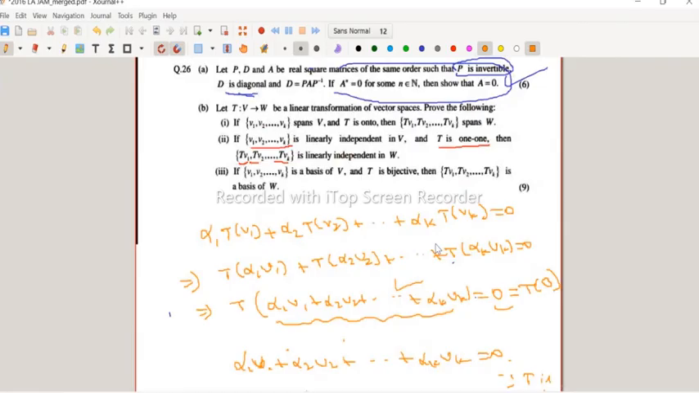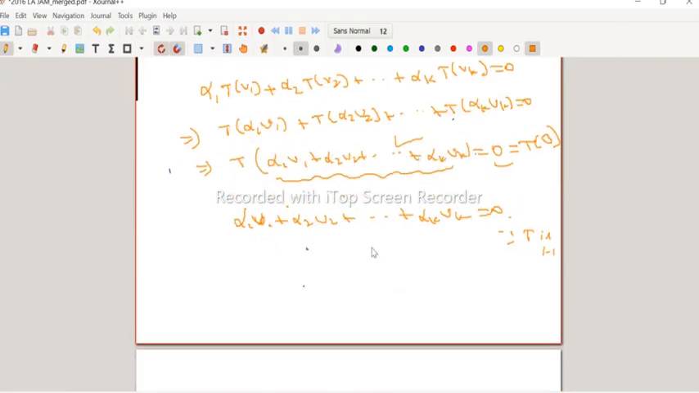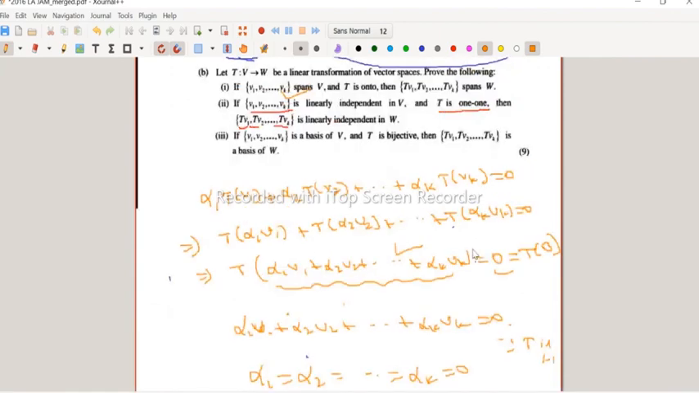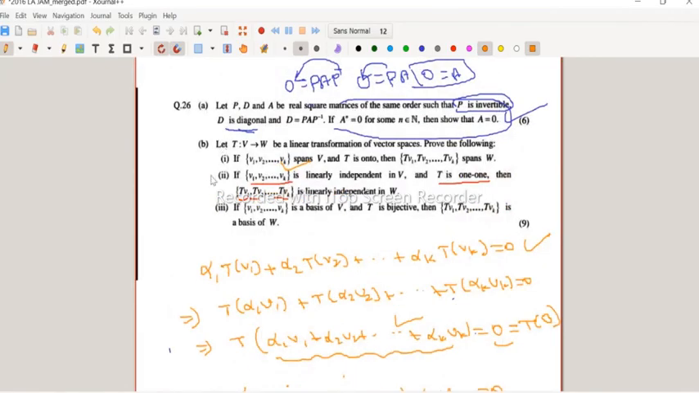Now use the assumption that V1, V2, ..., Vk is linearly independent. Here we have a vector equation. Therefore, alpha 1 equals 0, alpha 2 equals 0, etc., alpha k, everything is 0. Now we start with the vector equation and prove that alpha 1, alpha 2, ..., alpha k are 0. Therefore, this is a linearly independent set. We prove this.